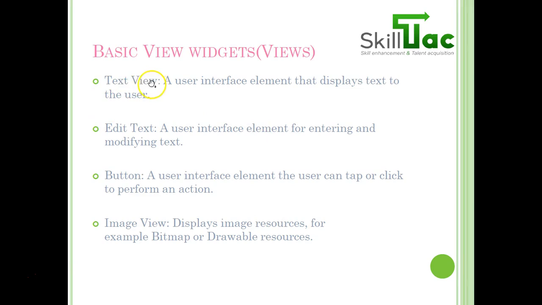A text view is a user interface element that displays text to the user. Let's take an example. Suppose you have an application in which you log in using your username and password. If you log in successfully, you can see a welcome message, such as welcome to the application. This welcome text is non-editable; you can just view it, and it is introduced through a text view. All the static text that you see across the application is introduced using the text view.